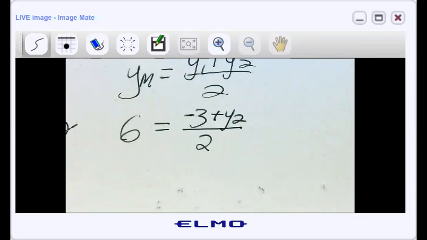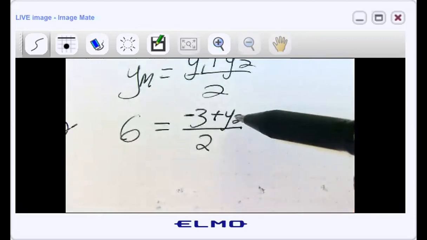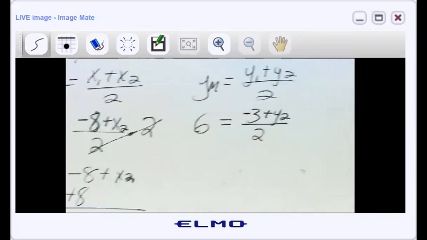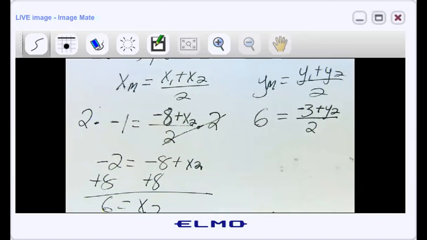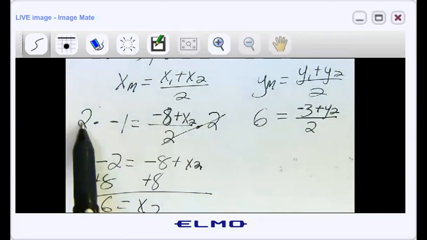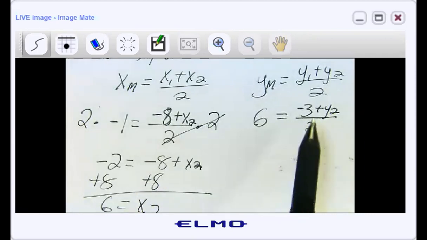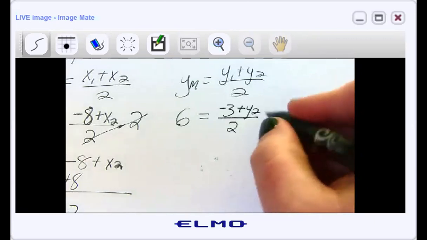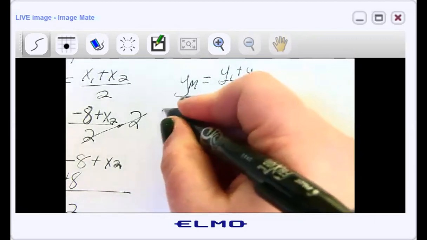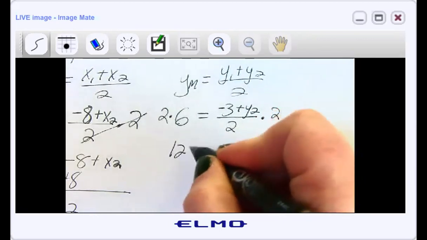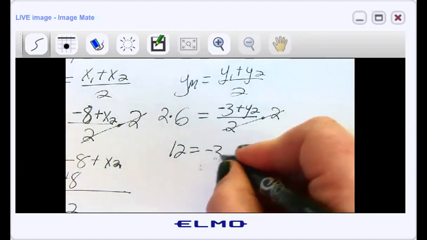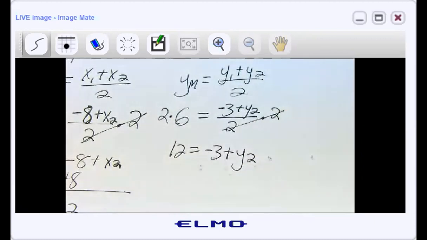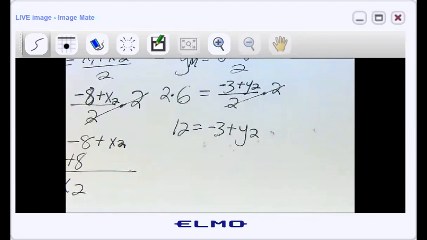Okay, so all we are trying to do is solve for y2, just like we did in this problem right here, where we solved for x, right? So the only way to get rid of dividing by 2 is to multiply both sides by 2. See how we did that? We multiplied this side by 2 and this side by 2. So I'm going to do the exact same thing right here. 2 times 6 is just 12. Here, those 2s cancel. That's the whole point. And now I'm just left with -3 plus y2. So now I can pretty easily solve for y2.